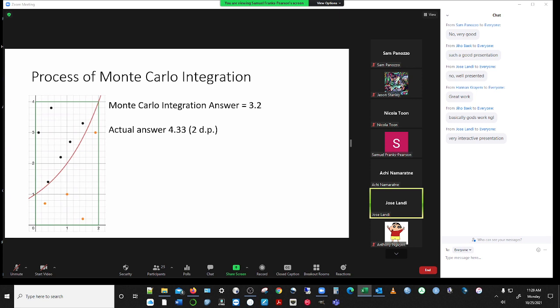The answer 3.2 is a fair bit off the actual answer of 4.33. This is primarily due to the low sample size of 10, but is also partially due to the randomness of the points being assigned. As in our example, only 4 points were below the curve. If 5 points were below the curve, the answer would have been 4 units, which is much closer to 4.33.